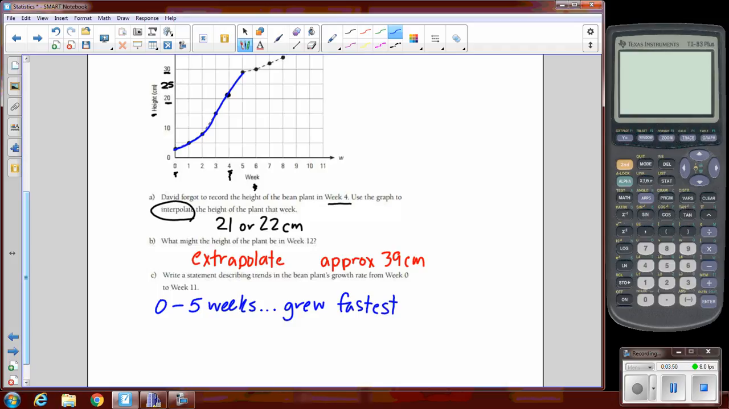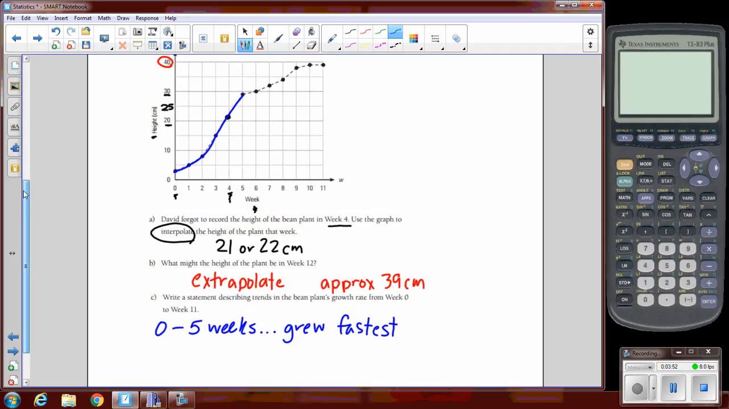Now beyond 5, from about 5 weeks all the way to here, the plant's still growing. It's still doing something, but it's not growing as fast. So between weeks 5 and 9, what do we notice? The plant's growing, but it's growing slower. So the trend is it's starting to grow slower than when it first started out, between 0 and 5 weeks. Now we examine the last bit of this graph, which was right here. We've already looked at this.